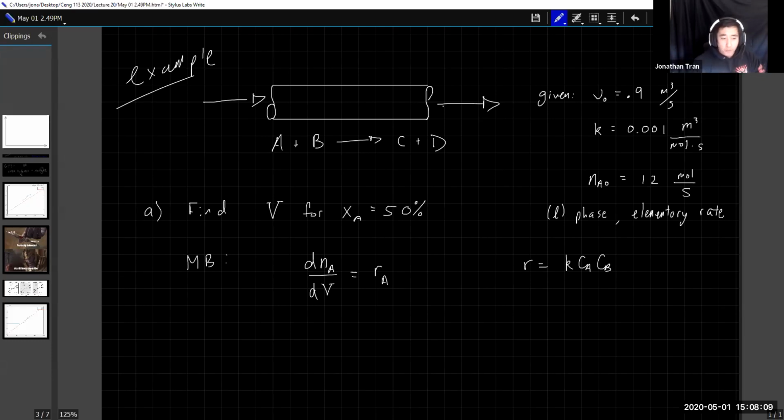Oh, one more thing I forgot to put in the prompt here. We have equimolar feed. And there are a couple of other things I forgot to put in. Hold on. Yeah, it's isothermal and isobaric.